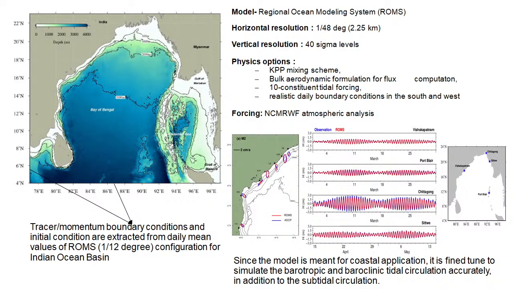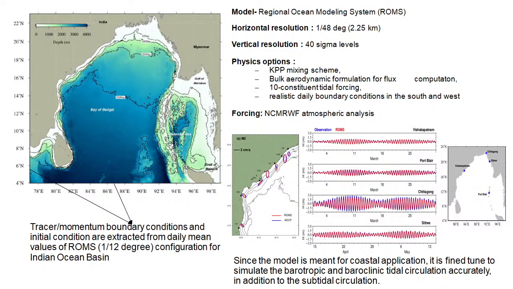So this model has 40 sigma vertical levels. Sigma levels means they are terrain following. We have options to stretch the vertical coordinates so that wherever we require high resolution, we can get it. So that's a good model for coastal applications. And then we have a resolution of about 2.25 kilometers, quite high in terms of ocean circulation models.